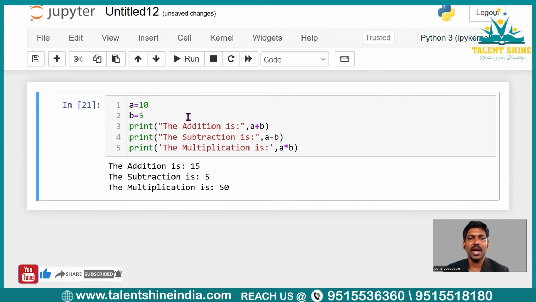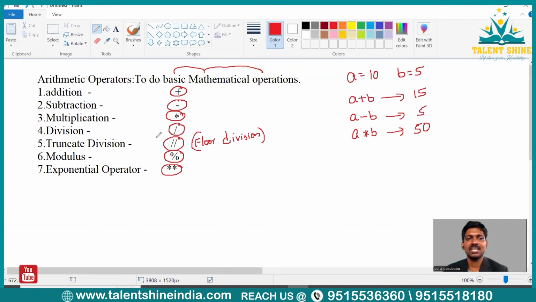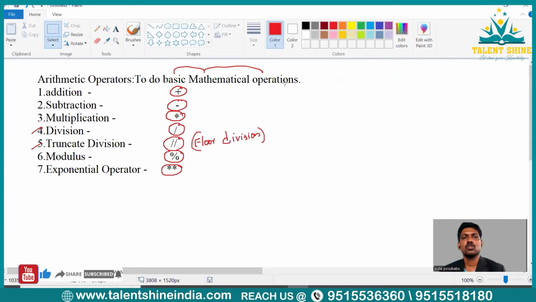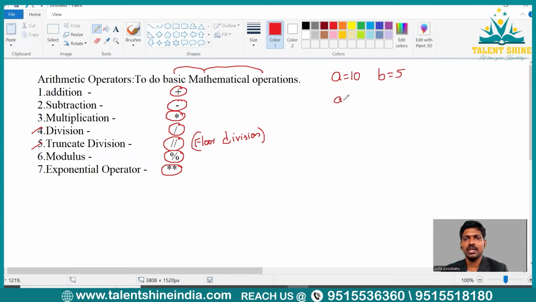So now let's go back and discuss, what is the difference between division and truncate division? Both are very, very important, right? So now let's see the division operator. And now let's discuss division and truncate division. Let's see one example over here. So A is equal to 10 and B is equal to 5. Now let's find A divided by B, right?